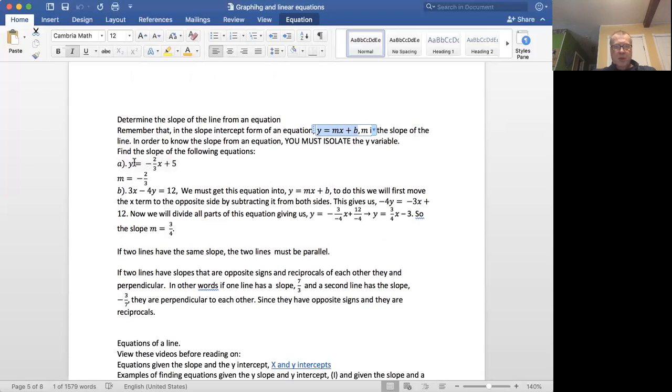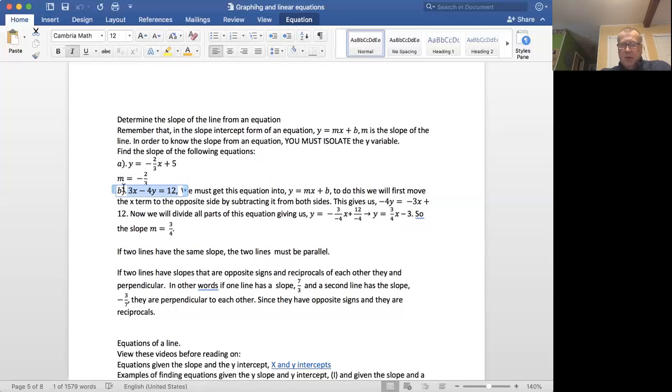So here's some examples. We have y equals -2/3 x plus 5. Okay, that's already in that form. Y is isolated, so the slope is -2 over 3. Sometimes an equation is not in that form, and we have to get it in that form in order to determine the slope. So we have to isolate the y.